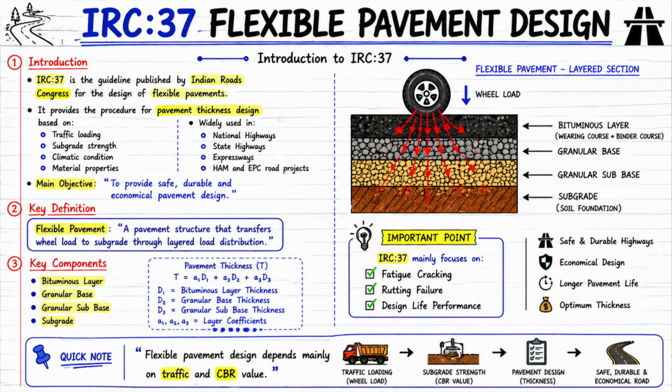Now look carefully at the right side diagram. Flexible pavement layered section. The wheel load is shown above. And what are the red arrows telling? The load is spreading while going down. Now let us understand layers. Bituminous layer. Bituminous layer at the top. This is the direct tire contact layer.